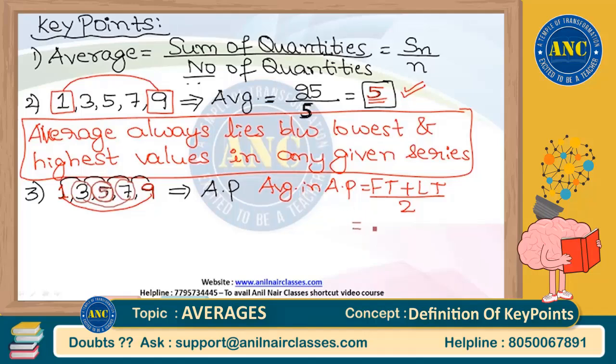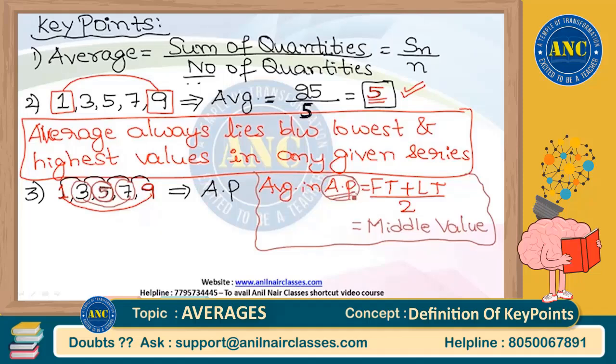So very, very important understanding is average in arithmetic progression. It is always equal to first term plus last term by 2. It is also equal to the middle value. Please remember, it is only in arithmetic progression, provided you have arranged that arithmetic progression series in ascending order or descending order. Average in arithmetic progression is always equal to middle value, or it is first term plus last term by 2.